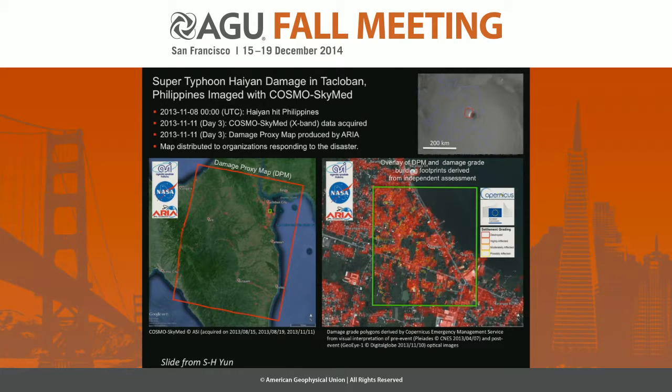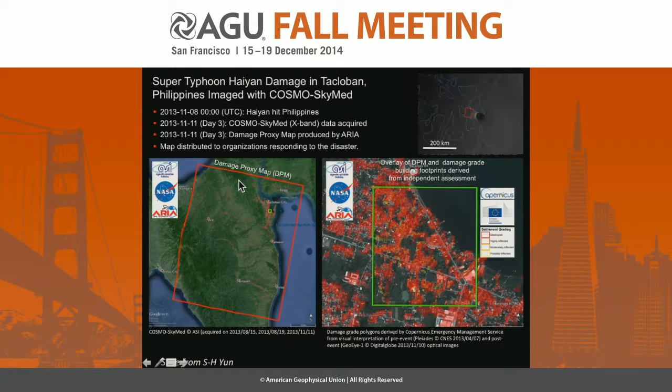Here's an example using the damage proxy map algorithm that I described earlier, used for the Christchurch earthquake, looking at Typhoon Haiyan. This was a response that we did last November, when Typhoon Haiyan devastated the area of Tacloban. We analyzed the COSMO-SkyMed data. This large red square here shows the region that was analyzed.